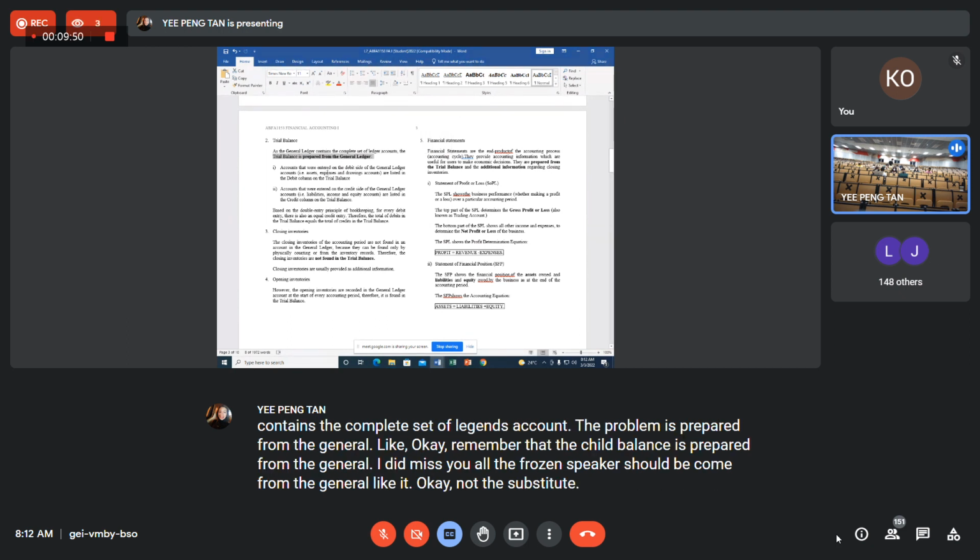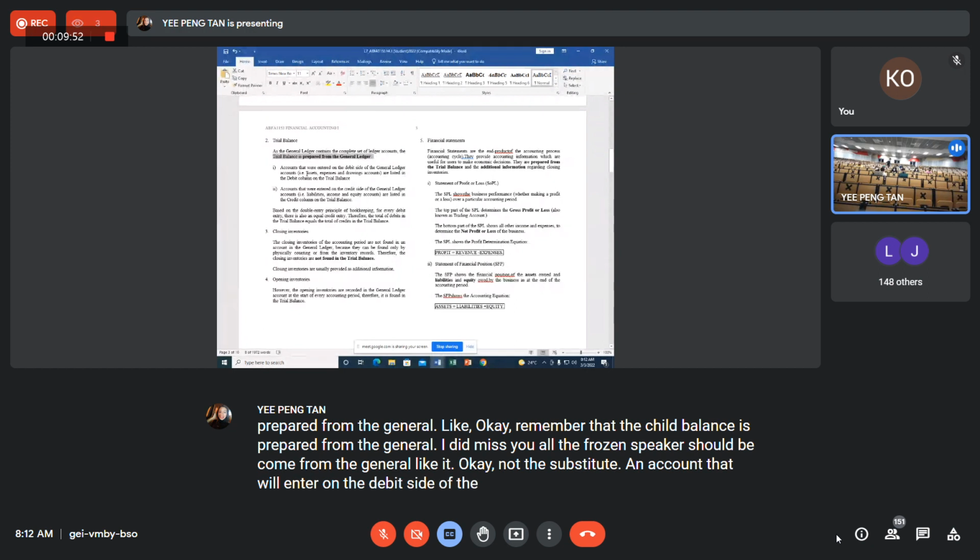An account that has an entry on the debit side of the general ledger account is listed in the debit column in the trial balance.